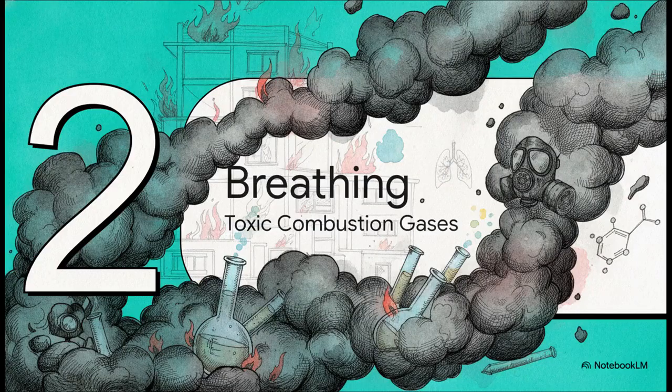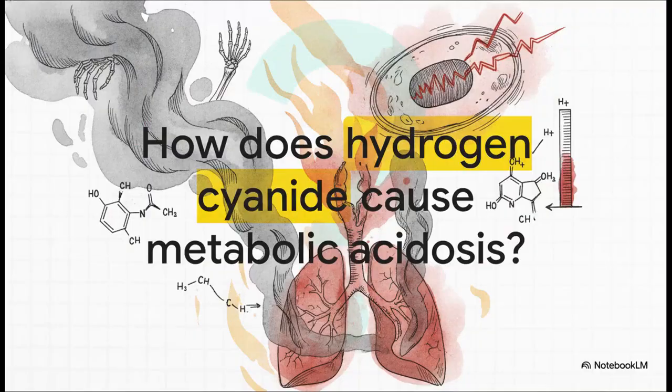Moving on to Section 2, Breathing, Toxic Combustion Gases. Which brings us right to those invisible chemical threats. By which of the following mechanisms does the metabolic poison hydrogen cyanide, found in smoke, cause metabolic acidosis? A, inhibition of sodium-potassium pump. B, interference with mitochondrial respiration. C, activation of proteases. D, activation of caspases. Or E, damaging renal excretory system.